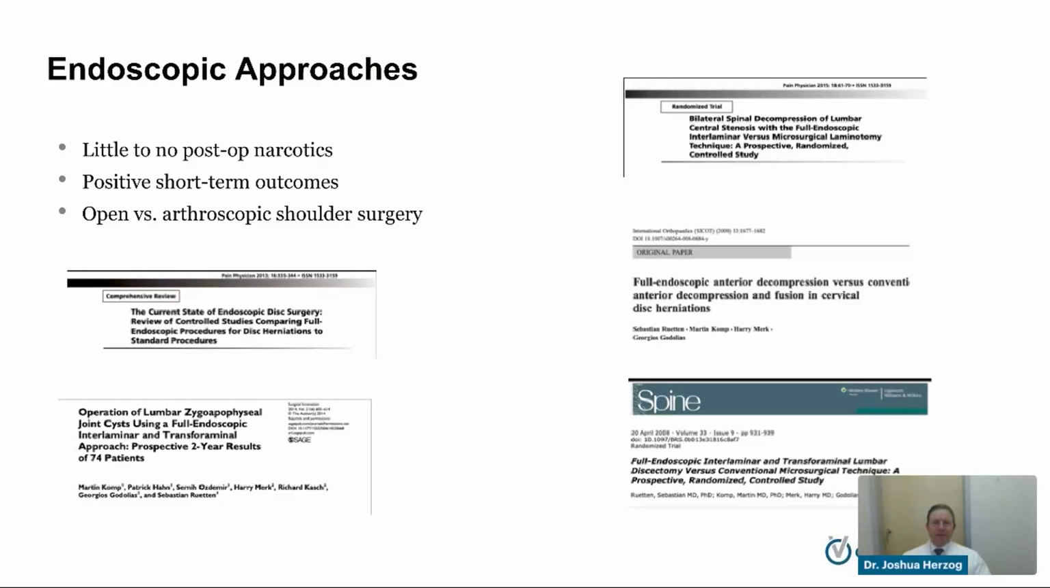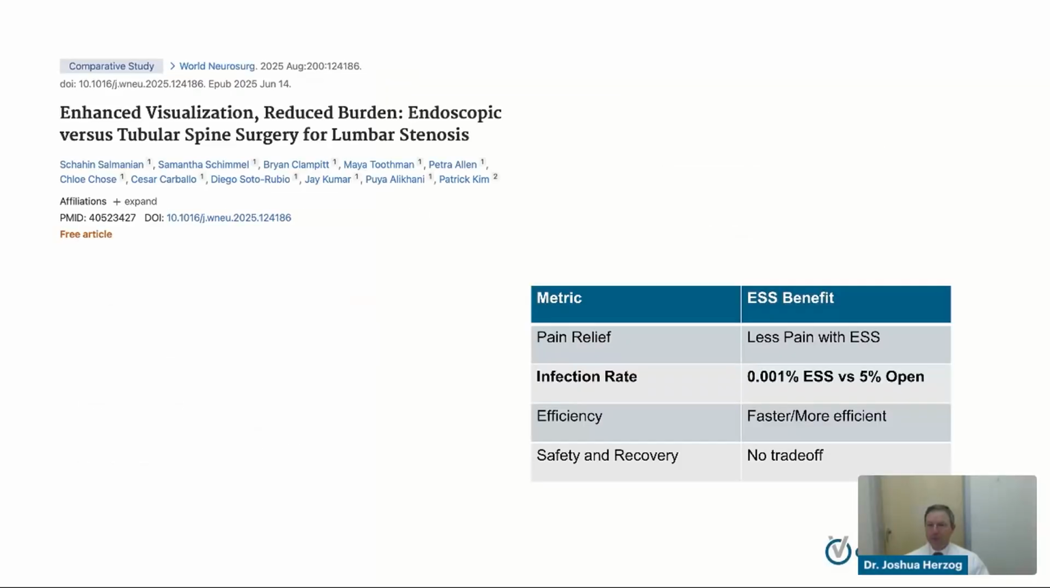So again, little to no post-op narcotics. The post-op recovery can be very quick, and this was well borne out in the arthroscopic shoulder literature back in the mid-90s when people made the switch from open to arthroscopic surgery, and now doing an open shoulder surgery is extremely rare. And so the same trend and trajectory, I think, is going to be there for spine to some levels. We're going to be switching a lot of these open surgeries to more endoscopic type approaches.